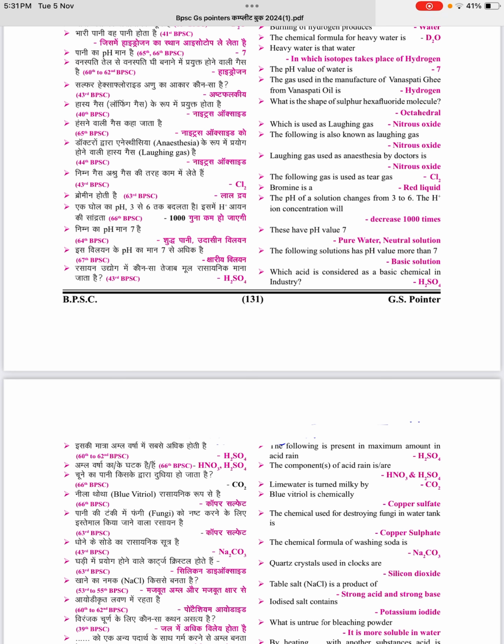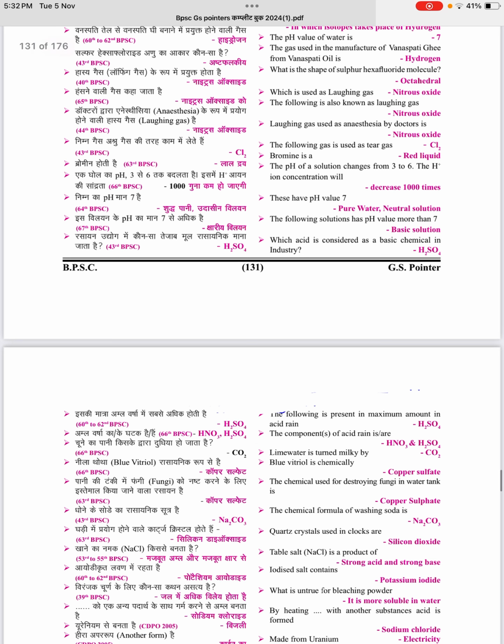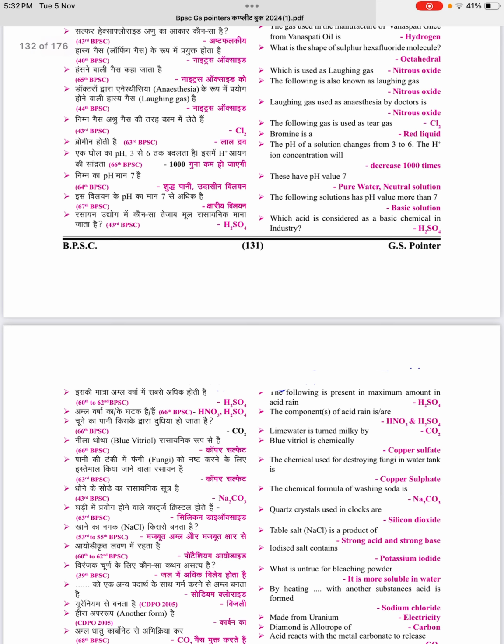The pH value of water is 7. The gas used in the manufacture of vanaspati ghee from vanaspati oil is hydrogen. What is the shape of the sulfur hexafluoride molecule? Octahedral. Laughing gas is nitrous oxide. Laughing gas used as anesthesia by doctors is nitrous oxide. Tear gas, chlorine. Bromine is a red liquid.